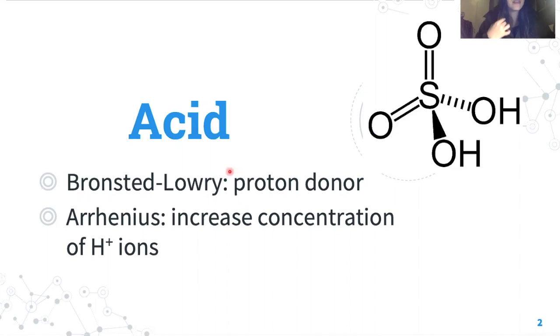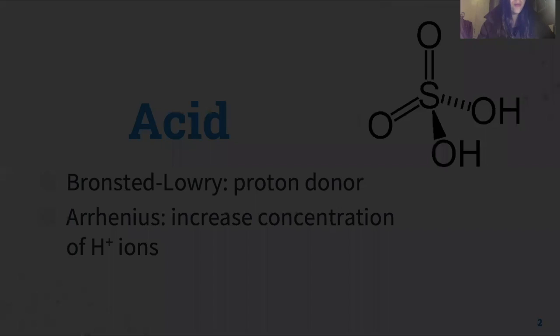Before we dive into how the acid ionization constant and pK value relate to equilibrium, we have to get down to the basics. An acid can be defined in two ways. According to the Bronsted-Lowry definition, which is all about proton exchange, an acid is a proton donor. According to Arrhenius, an acid is a substance that, when dissolved in water, increases the concentration of hydrogen ions. An example of an acid is sulfuric acid.